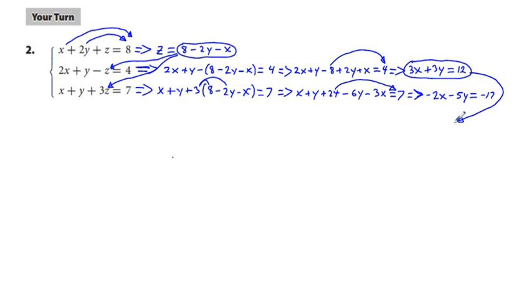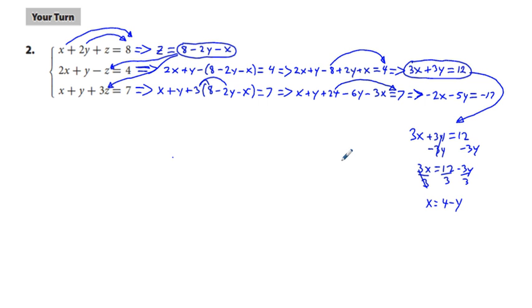So I have 3x plus 3y is equal to 12. And then subtracting 3y, we're going to have 3x equals 12 minus 3y. And dividing by 3, we have x is equal to 4 minus y.